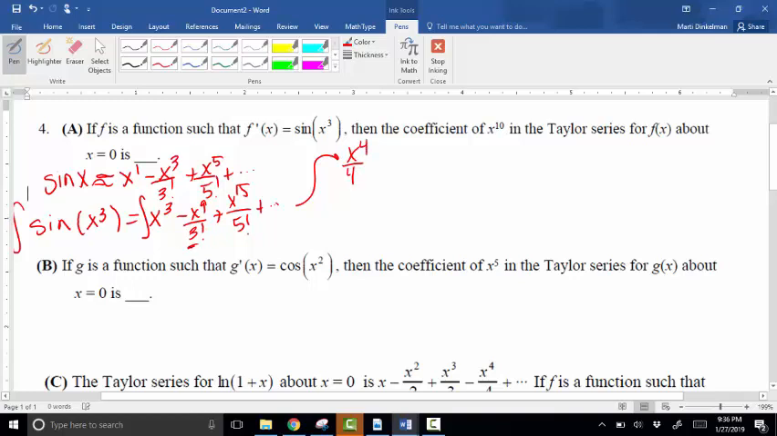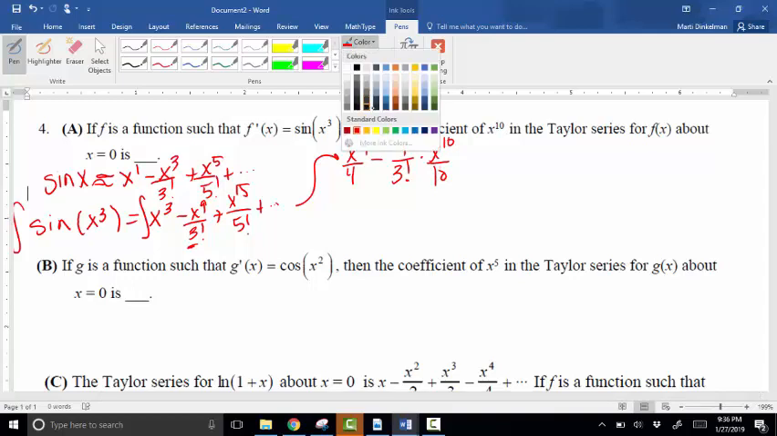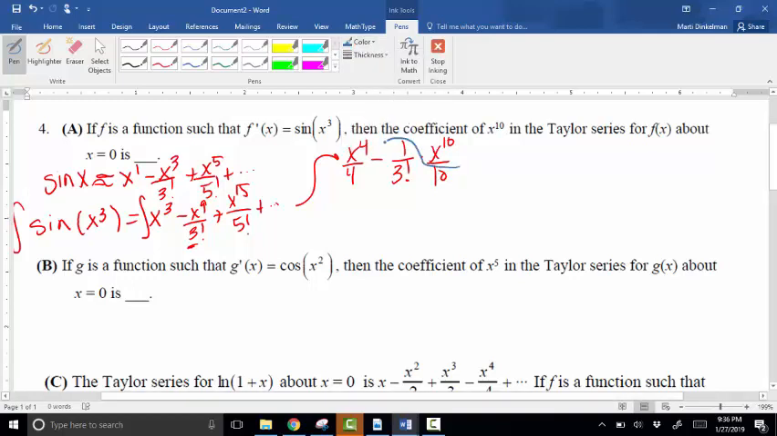And then this is the one that we're really looking at because they're asking for the one that has an x to the 10th. So the negative and the 1 over 3 factorial is constant, and then we're going to get an x to the 10 over 10. And so all of this stuff, including the negative, is part of the coefficient. And sometimes they will just write it just like that. And then sometimes they will actually have it multiplied out.